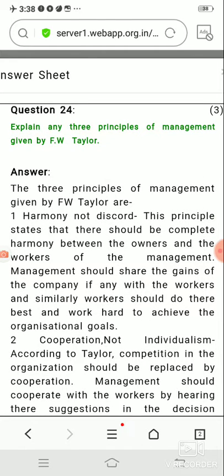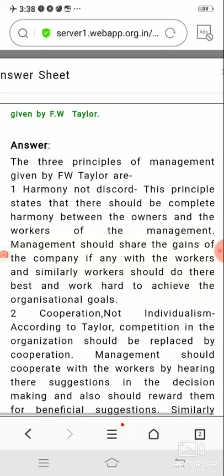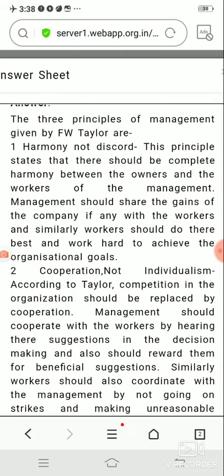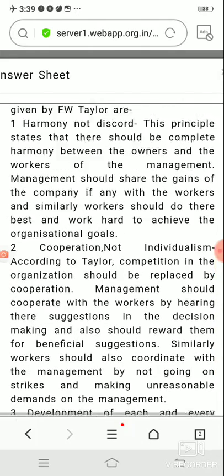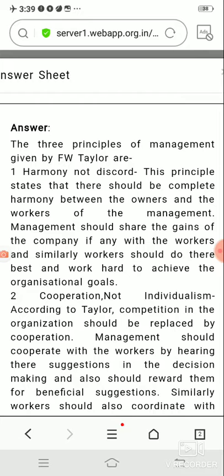Explain any three principles of management given by F.W. Taylor. Now as you already know, we have discussed this in chapter number 2. Taylor and Fayol, these are the two persons whose principles of management we have learned here. Now Taylor's three main principles are harmony not discord, cooperation not individualism, and development of each and every person to his or her greatest efficiency. Now the first principle said harmony not discord. It means there should be complete harmony between the owner and worker of the organization so that things can be managed properly.